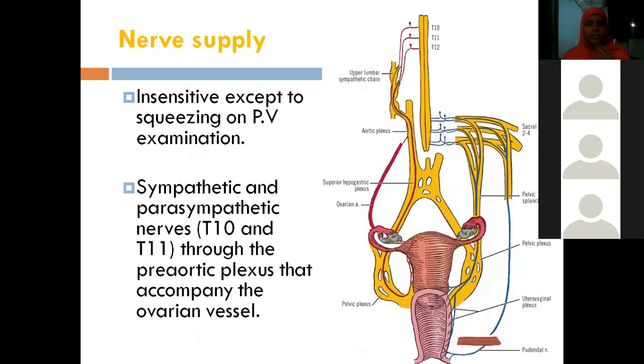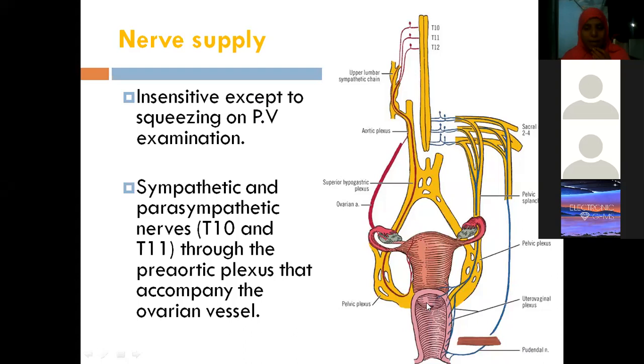Then coming to the nerve supply. Generally, the ovary is insensitive to pain, except to squeezing on pelvic visceral examination. Pervaginal examination is the examination we do when we pass the fingers through the vagina. Nowadays, pervaginal examination is not done to confirm pregnancy, but this was the very first step which the gynecologist used to do to confirm pregnancy.